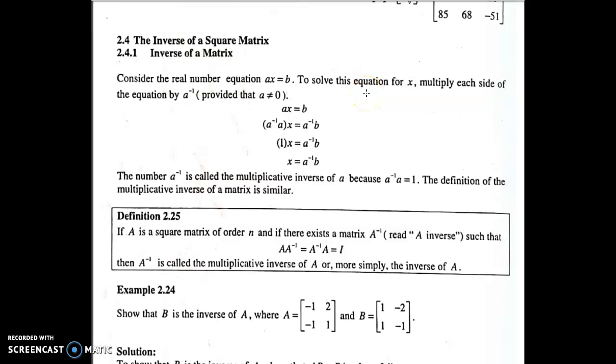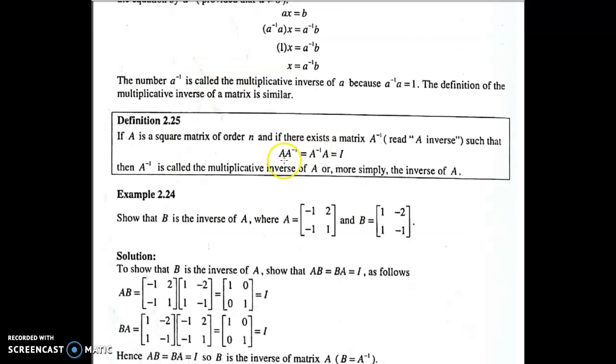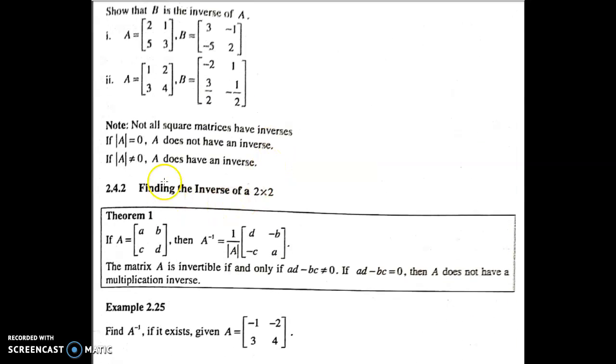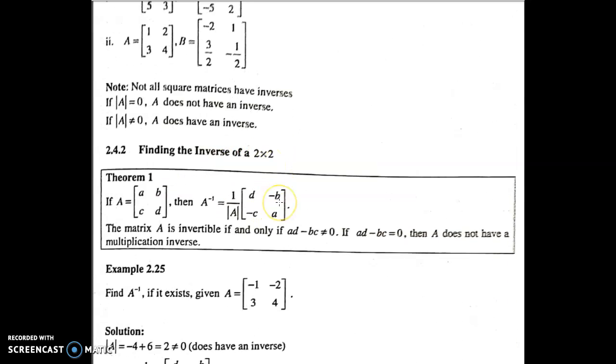Okay guys, in this video we're going to talk about the inverse of square matrix. So what we have learned before, the minor, the cofactor, the determinant and so on are going to be used here. As you can see, in the topic of inverse of square matrix, we are going to learn the basic idea of inverse, and then we're going to look for inverse 2 by 2.